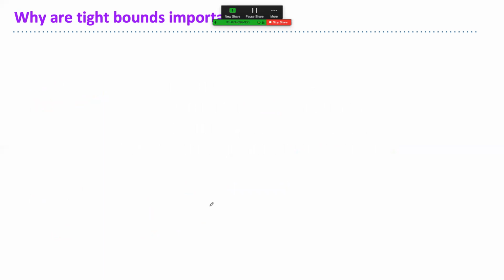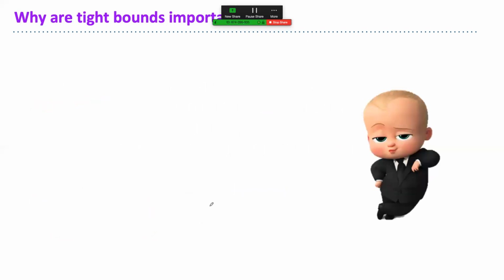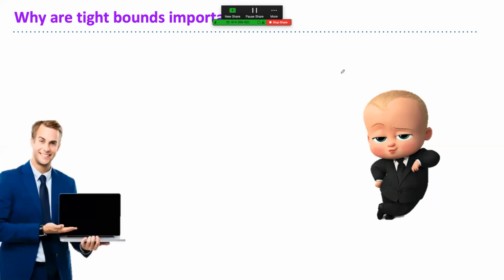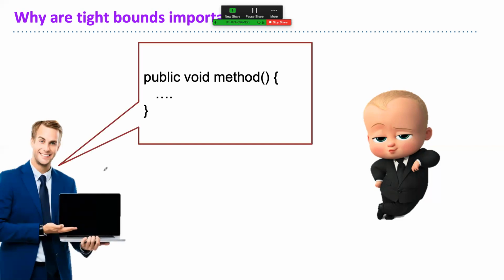Well, let's talk about this in terms of a scenario. Let's say you had a boss. This is your boss, this guy right here, and this is you, with your fancy computer. And you have this code, public void method. For our purposes, let's say our code ran in an upper bound of O of log n.